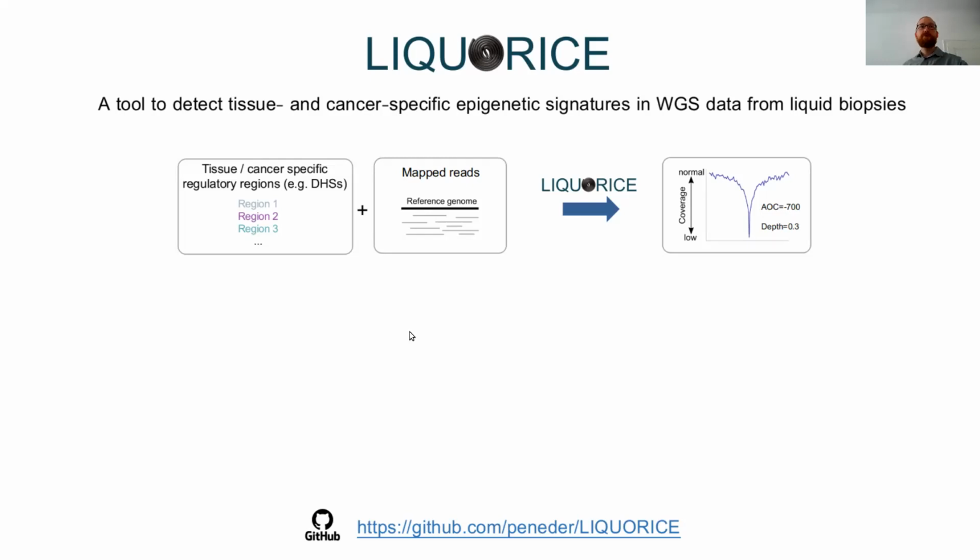LIQUORICE takes as input two things: a set of tissue or cancer-specific regulatory regions, for example, DNase hypersensitivity sites or enhancer peaks, and the mapped reads of your sample of interest. LIQUORICE then calculates a bias-corrected composite coverage signature of your sample and extracts quantitative metrics such as the area or depth of this coverage drop.